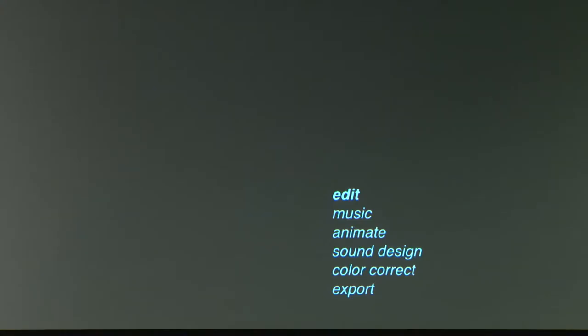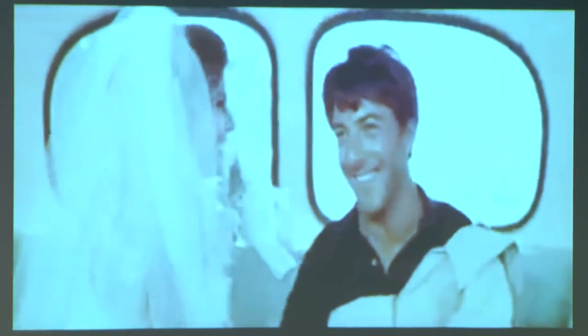Who here has seen The Graduate? Okay, good. This is the last scene of The Graduate. Dustin Hoffman is about to elope with this woman who is about to be married to someone else. And this is the scene how it was scripted. That's it, happily ever after. Except this is the scene how it was shot.